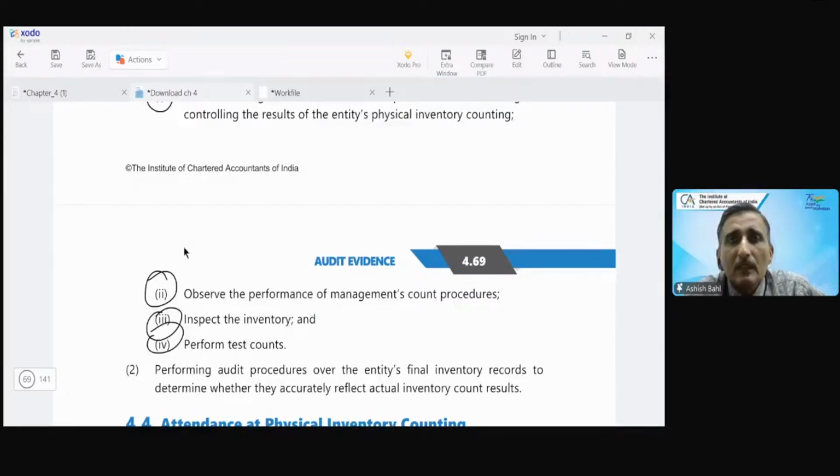Okay. So one thing is attendance at physical inventory count, and the second thing is performing audit procedures over that organization's inventory records to see that they actually tally with the inventory count results, that what is being counted physically reconciles, tallies with the inventory records of the organization. Yes. Is it clear? Yes, Harshit.